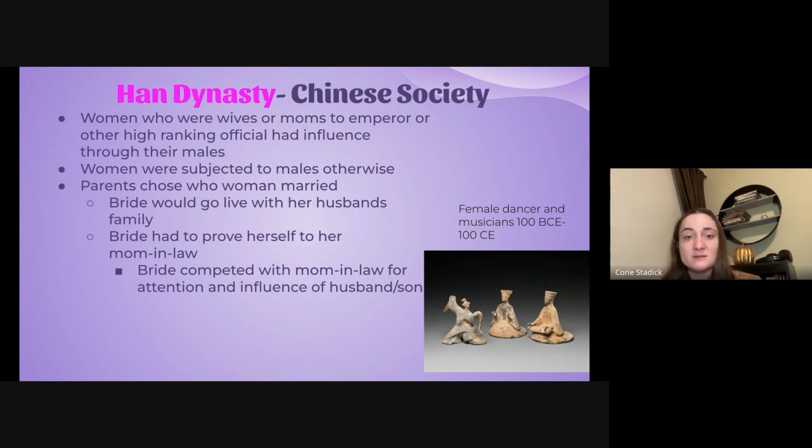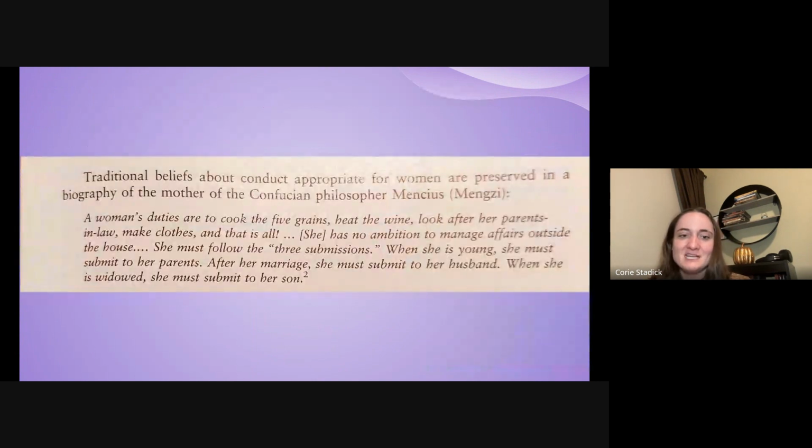Otherwise, women were subject to male rule. Parents would choose who the woman would marry. The bride would go to live with her husband's family. And before the bride was officially adopted into the family, she had to prove herself worthy to her mother-in-law. That ended up with the bride and the mother-in-law competing for the attention of the husband. So it was a very male-focused society.